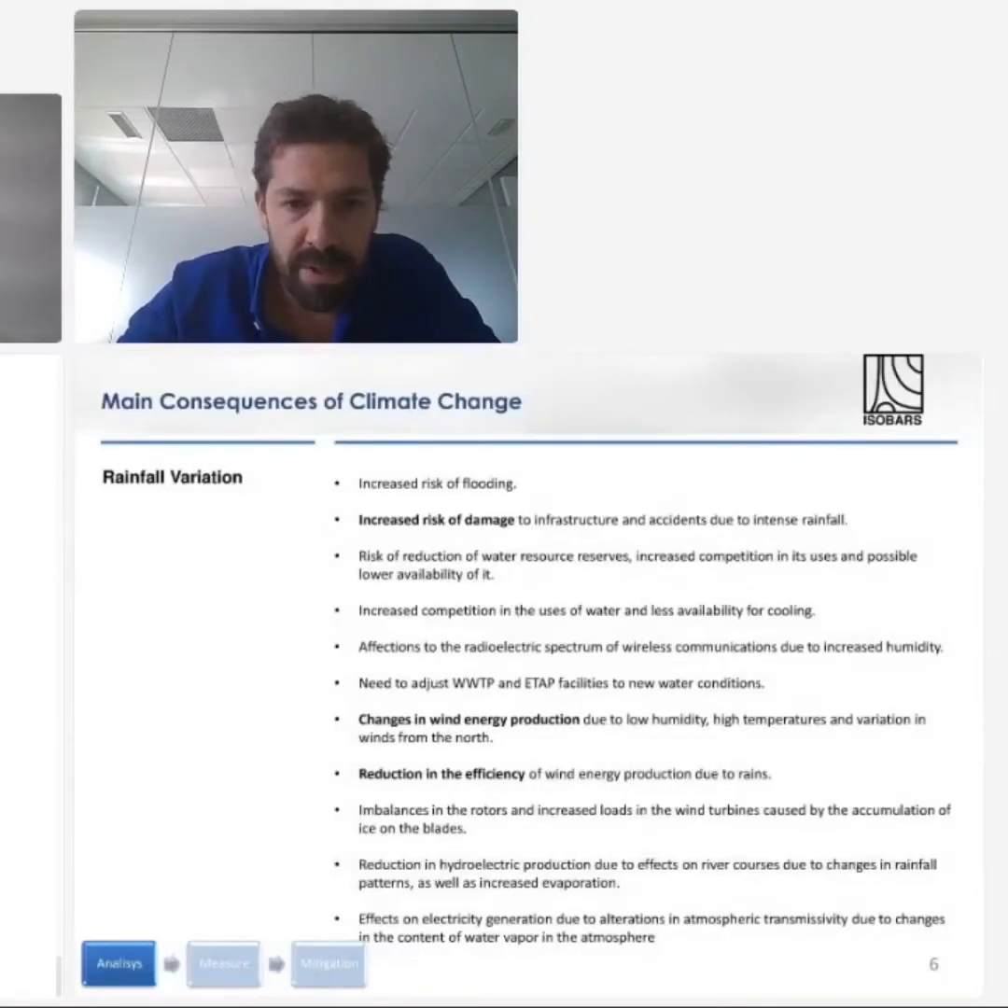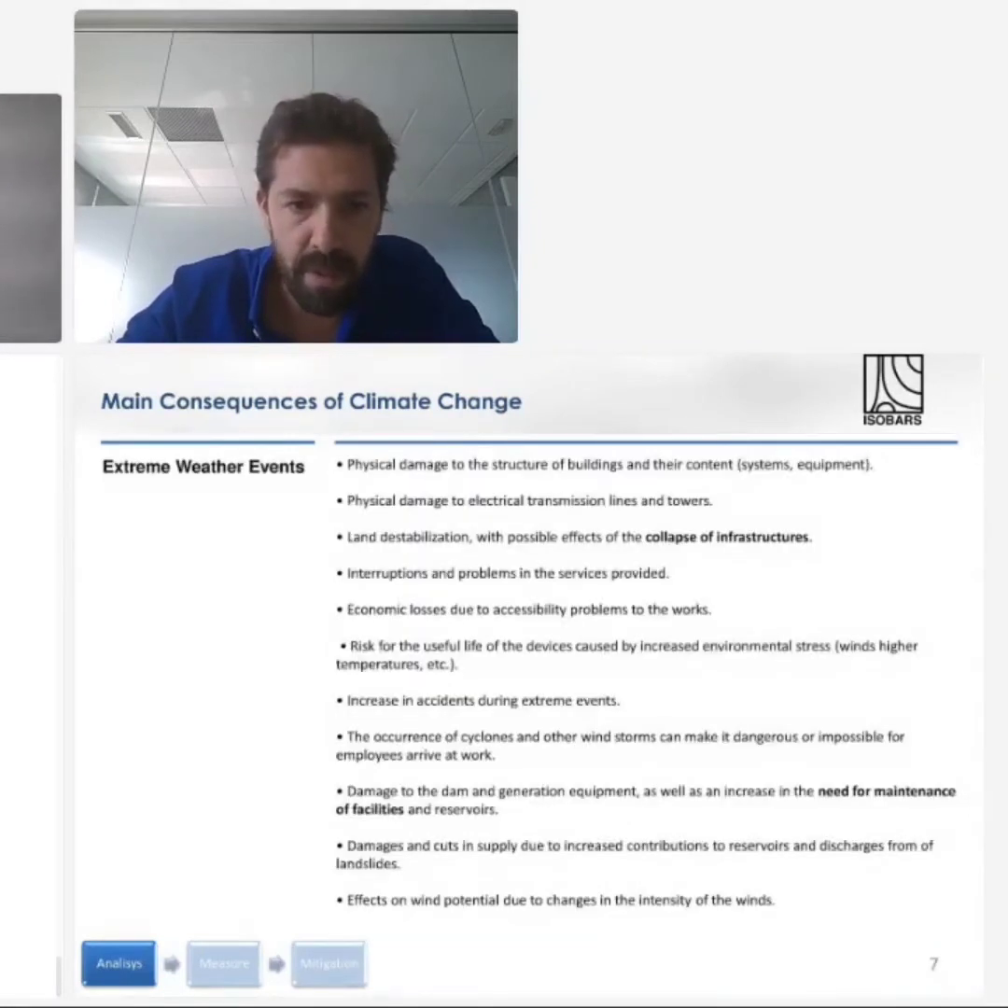In the rainfall variation, what we have here is obviously an increased risk of damage to the infrastructure because of flooding issues. Another thing, because of the change of temperature within the same day, because of the rainfall, you can have changes in wind energy production because of the high or lower temperatures and the variations of the wind because of that. And obviously, again, the reduction in efficiency. This will impact our financial model in the first line, the income line. So you have to analyze very well how this can affect your asset in order to put in some mitigation actions. The third one is extreme weather events.